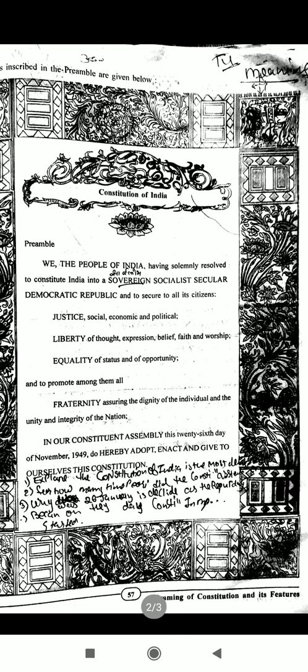We the people of India, it starts like this: we the people of India, having solemnly resolved to constitute India into a sovereign, socialist, secular, democratic republic, and to secure to all its citizens justice, social, economic, and political; liberty of thought, expression, belief, faith, worship. These are our fundamental rights that we will discuss in the next chapter. Equality of status and of opportunity, and to promote fraternity, assuring the dignity of the individual and the unity and the integrity of the nation. All these things are our fundamental rights and duties that we will discuss in the next chapter.